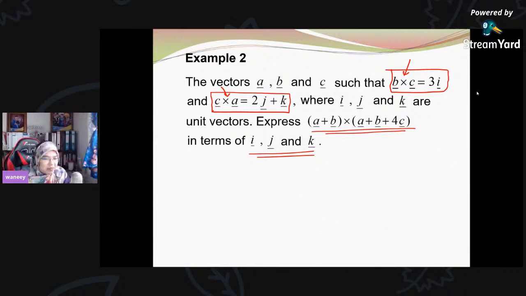So I think I better give you around 4 minutes until 4:20, so until 20 past 4. I'll give you around 4 minutes for you to try to expand them and try to see whether you can substitute B cross C and C cross A or not. Okay, so 4 minutes starting from now. Go everyone, you can do this. Go.